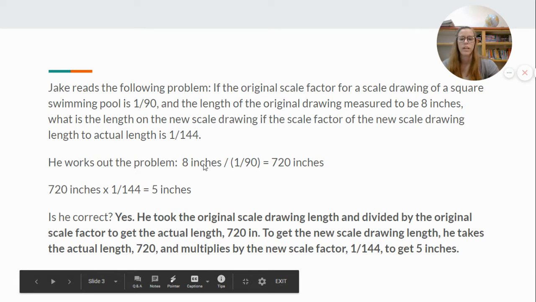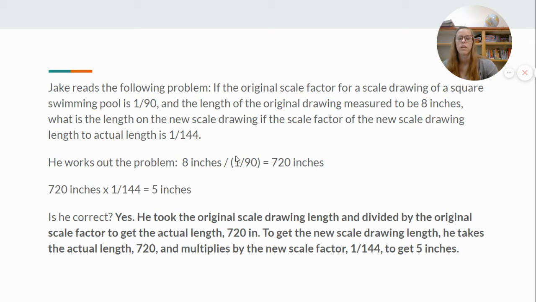Yes. So again, he took the original scale drawing length divided by the original scale factor to get the actual length of 720. Then to get the new scale drawing length, he takes the actual length of 720 times the new scale factor and gets 5 inches.